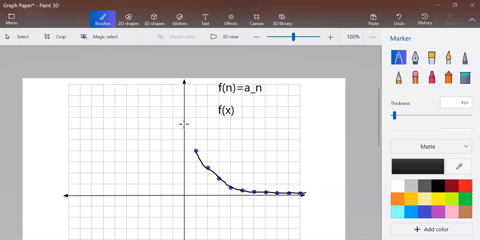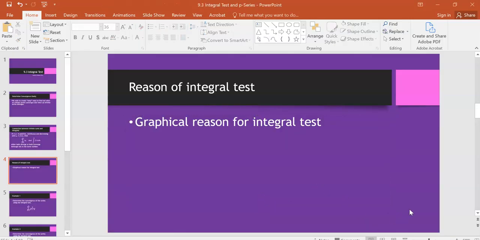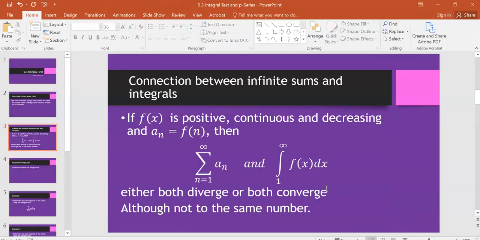All right. So what this result says is that there's some connection between the sum of the sequence and the area under this function. Remember, that's what integration does. Integrating from 1 to infinity gives us the area under f of x.